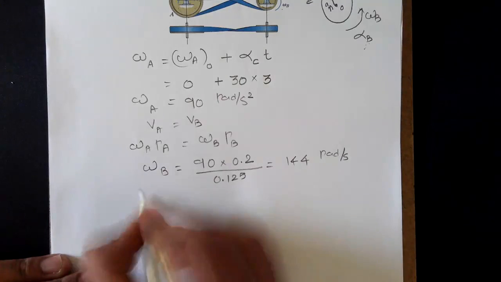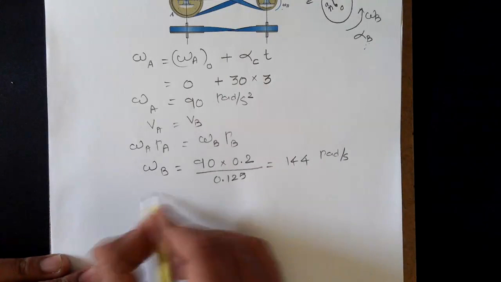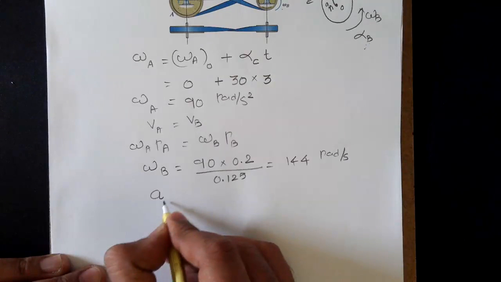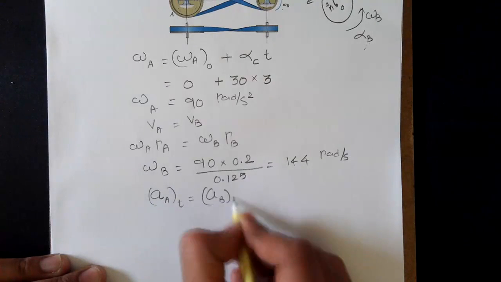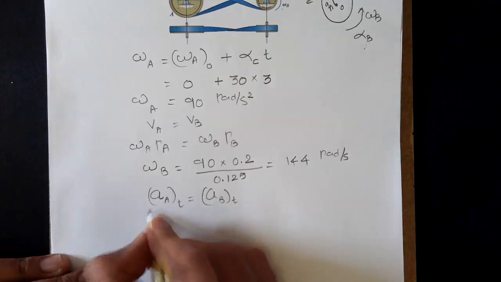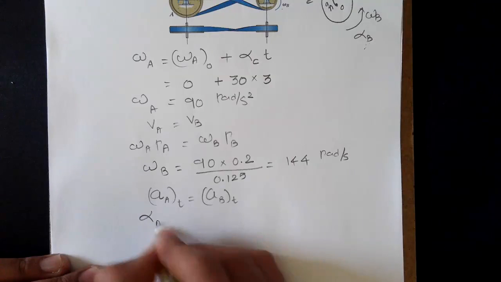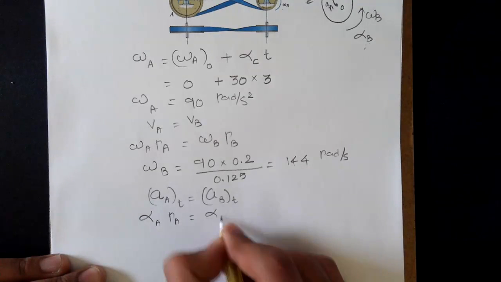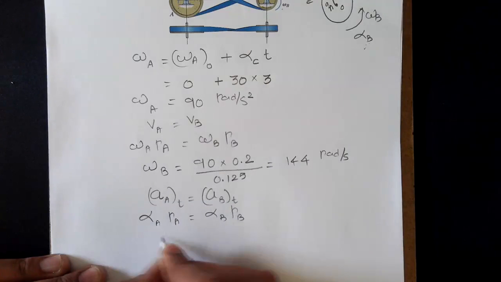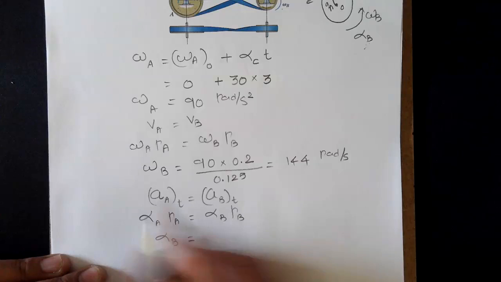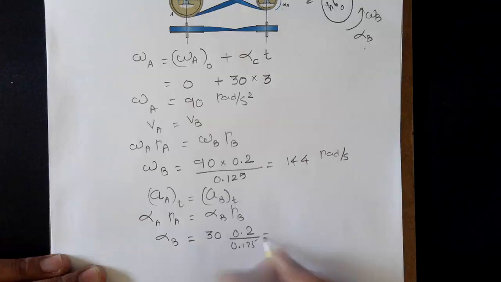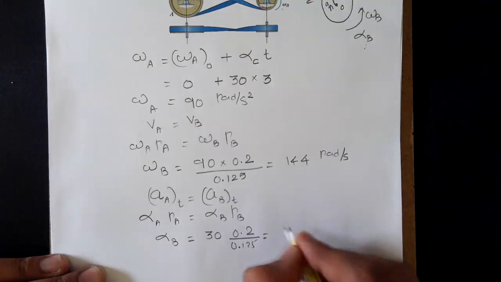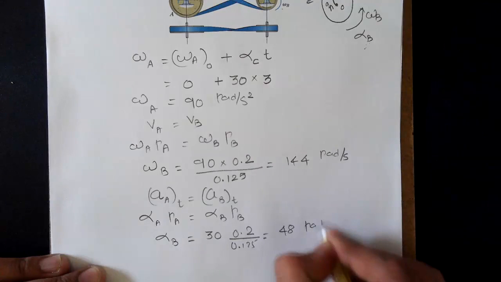The next step is we need to calculate angular acceleration. Both A and B have the same tangential component of the acceleration. So alpha A RA is the same as alpha B RB, and from this equation you can calculate alpha B. Alpha A is given, which is 30, RA is 0.2 divided by 0.125, so alpha B is 48 radians per second squared.